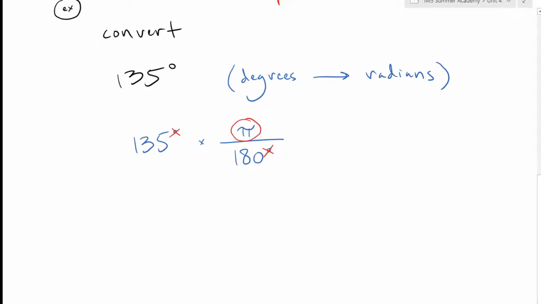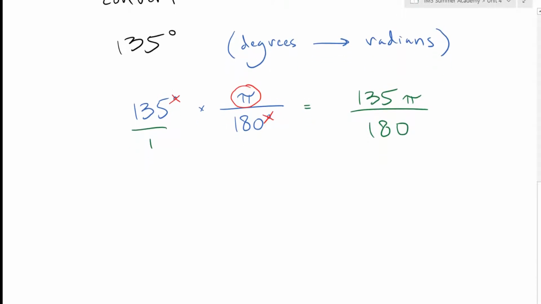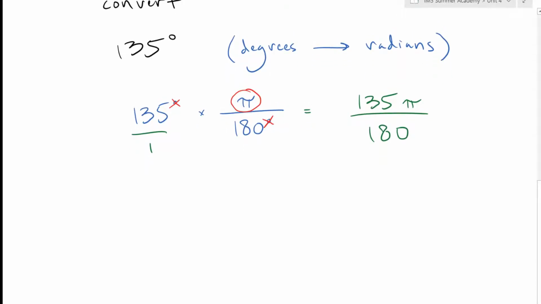This symbol that's going to be left is pi, and that usually tells us we'll be in radians. So if we multiply this together, multiply across the top and across the bottom, we get 135 pi over 180. Now technically that is the radian answer, but what we're going to do is reduce this as much as possible. Now, between 135 and 180, there are a couple options. 3 goes into both, 5 goes into both, 15 goes into both, and actually the biggest number that goes into both is a 45. Okay, that is the greatest common factor. We can divide both top and bottom by 45.